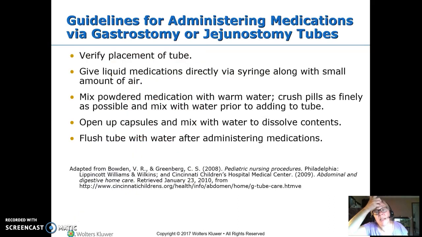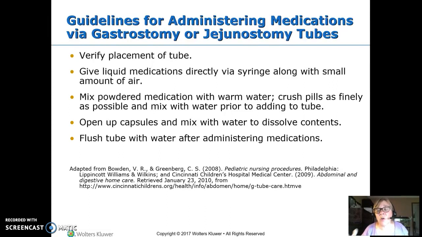We give a lot of meds through gastrostomy tubes, and then we have a lot of jejunostomy tubes, so into the jejunum, not just the stomach. So know your policy, but usually it's going to have you verify the placement. Give it directly. Our meds come in a syringe, so we can just hook that syringe up and give it. Know your policy again. Do you follow it with a little air or a little water? If it's a powder, how much water do you need to mix it in?